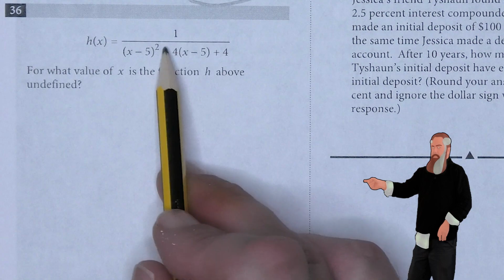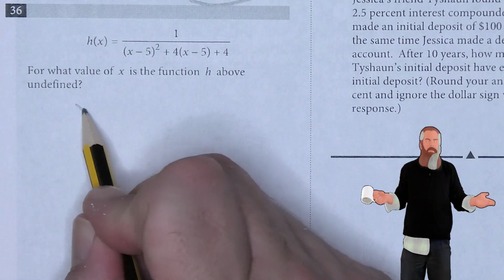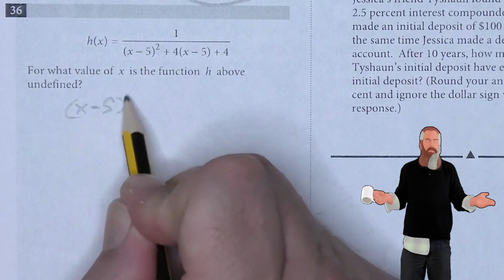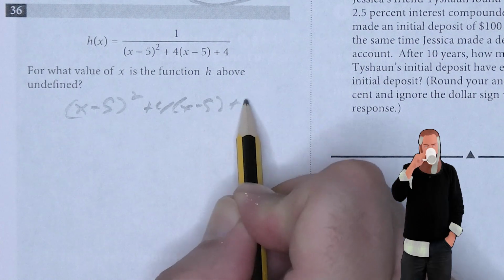For what value of x is the function h above undefined? The key is to try and figure out when the denominator of this would be equal to 0. So we're just going to focus on that: x minus 5 squared plus 4 times x minus 5 plus 4.